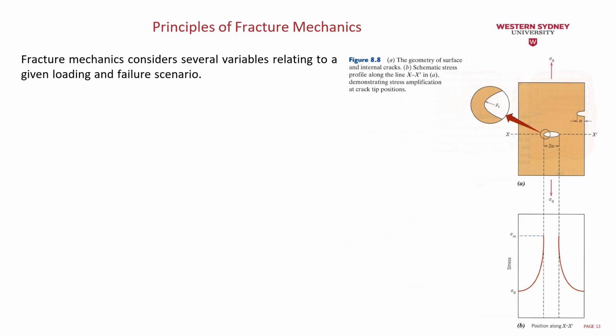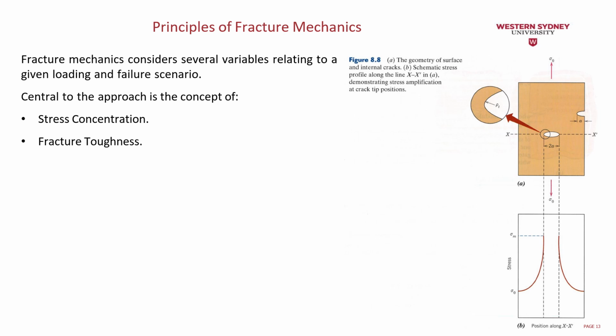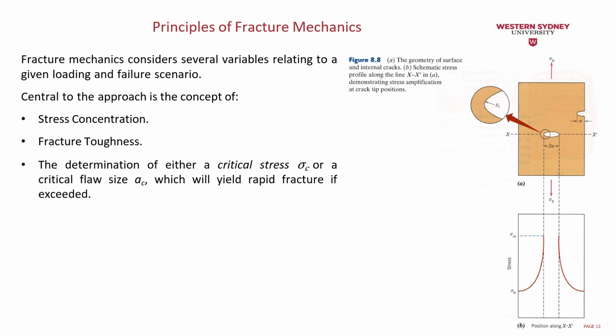So fracture mechanics considers several variables relating to the given loading and failure scenario. Central to the approach are, first, the concept of stress concentration, and second, fracture toughness. The determination of either the critical stress, sigma c, or the critical flaw size, a c, which will yield rapid fracture if exceeded.